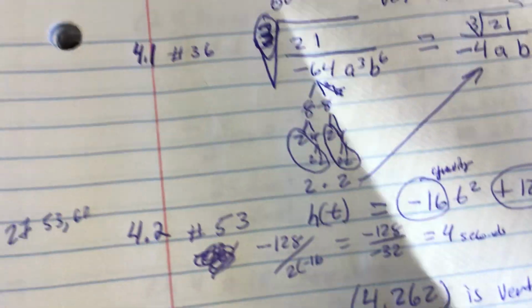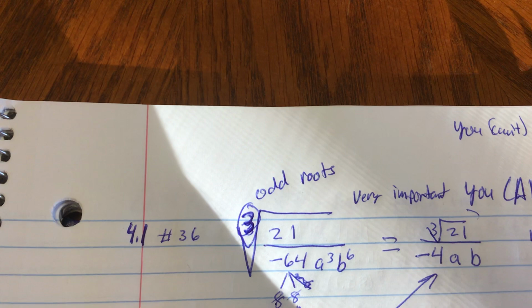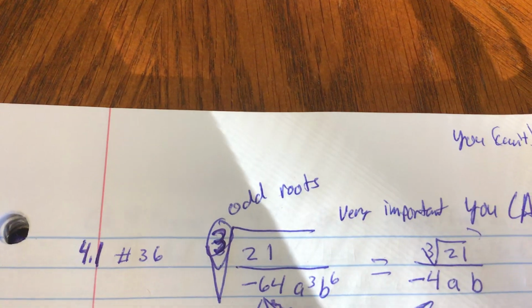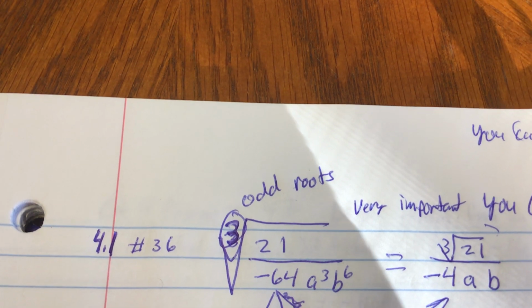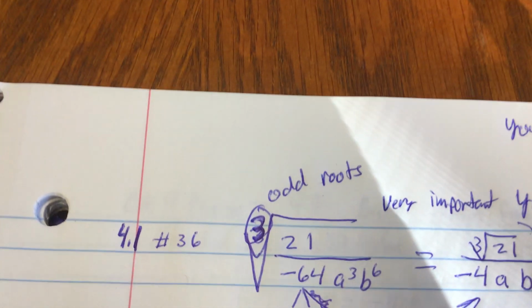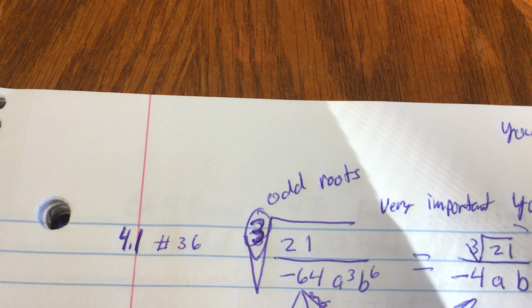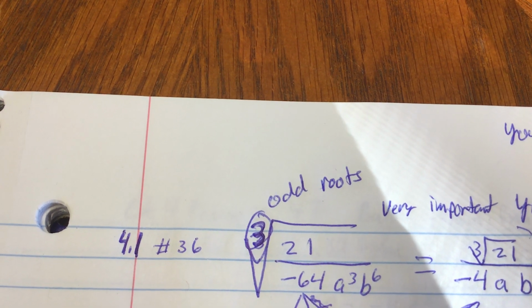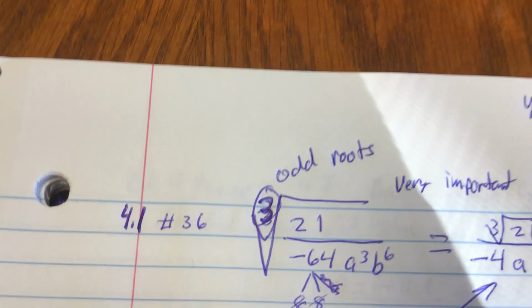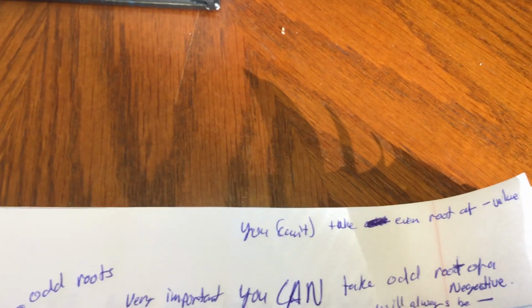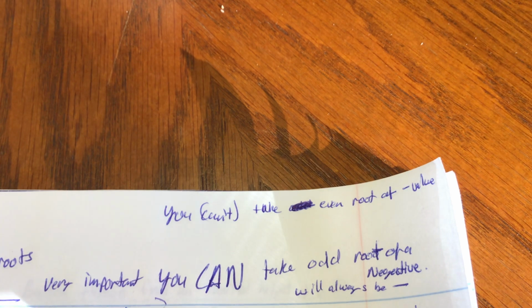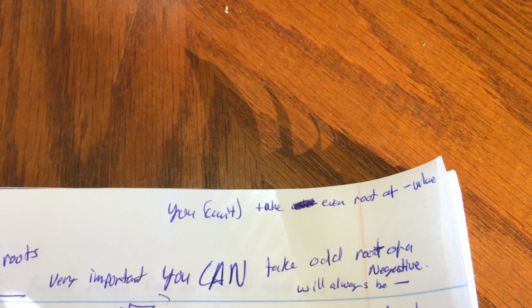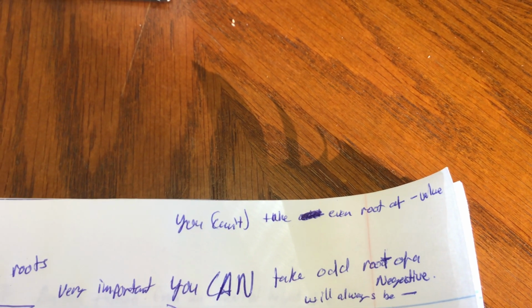Moving on to set 4.1, number 36. This one is super important because kids are going to miss this on the test. Remember, you can take an odd root of a negative value. That is possible. Remember, you can't take an even root of a negative value, but you can take the odd root of a negative value, and it will always be negative.